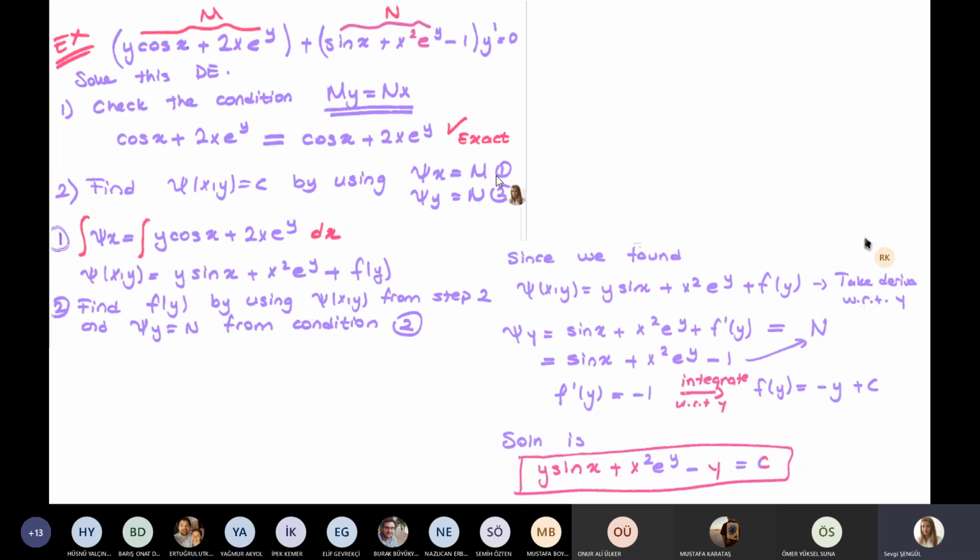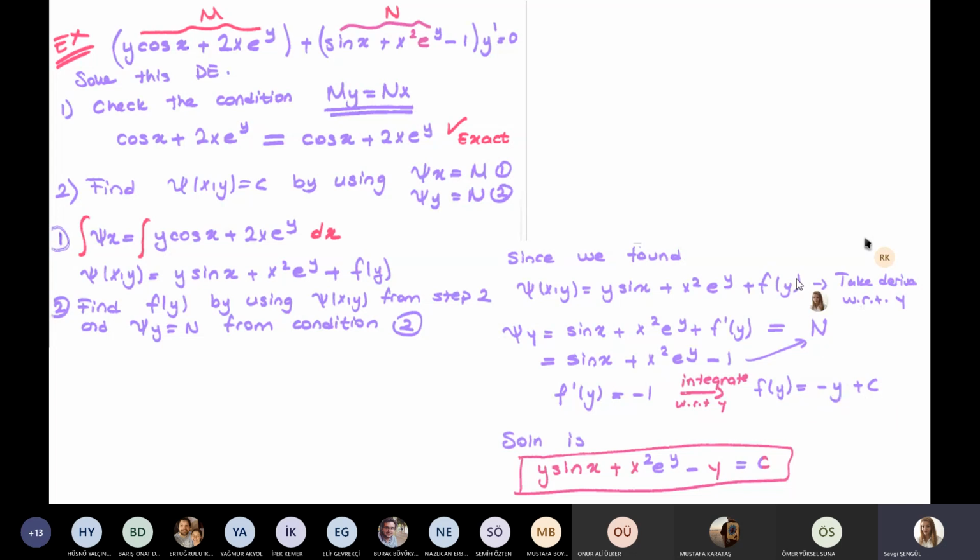To find f of y, we are using the second equality. According to the second equality, the solution's derivative with respect to y should be N, this function. So I will take the derivative of that one and compare it with this N. I'm taking the derivative of this one with respect to y. What is that? Sine x plus x squared e to the y should be equal to N. What is N? Sine x plus x squared e to the y minus 1. Now compare it. These are gone, then f derivative should be negative 1. If f derivative is negative 1, take the integral of each side. F of y will be negative y plus c.